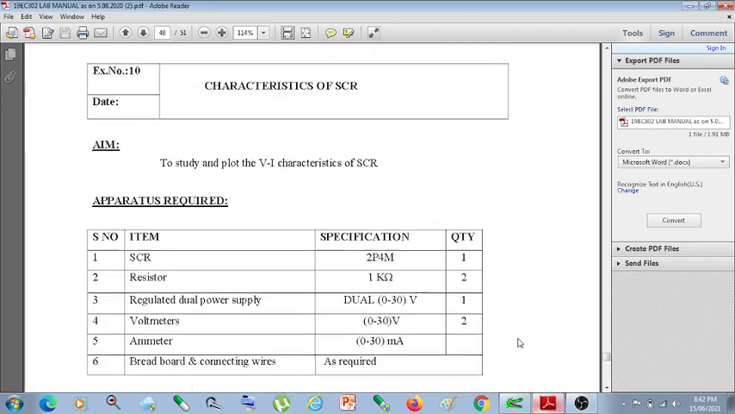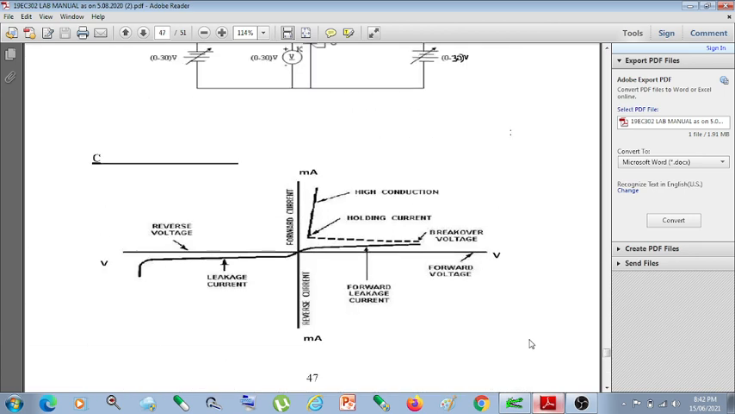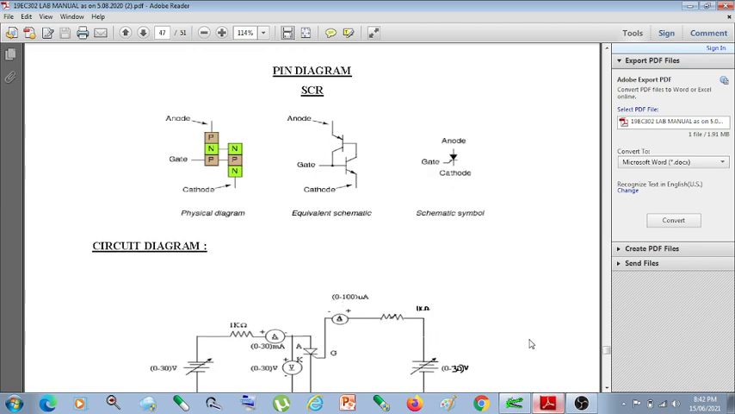Now we go for the circuit diagram. This is the circuit diagram. At the top it shows the anode, gate, cathode, and PNP transistors. This SCR has both forward and reverse characteristics.